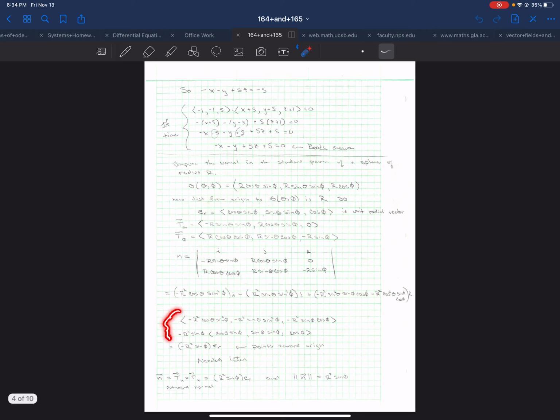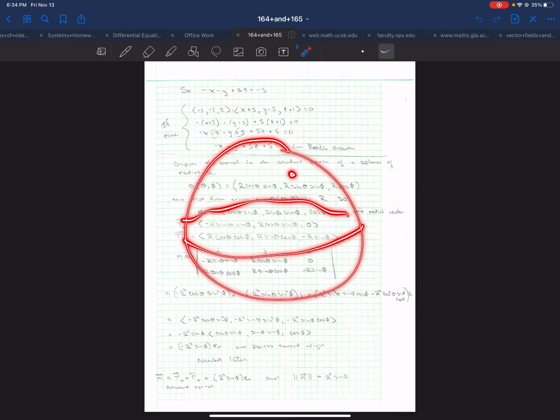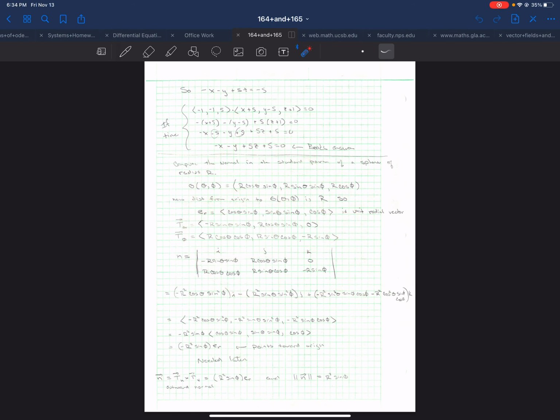If you work this out, there's a negative r squared and a sine phi. I can't take a sine squared out, even though it's there and there. I only have a sine right there. So I can pull out a sine and a negative r squared, and then this is that normal vector. And the thing to note is that minus on it makes it so when you are on the sphere at a point, your vector is going to point inward towards the origin. So it points towards the origin.